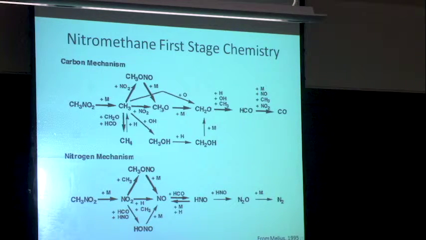And eventually then the methoxy, if it collides through a dissociation reaction, I'm going to lose an H atom and it's going to form formaldehyde. So this is typically what happens in the first stage.